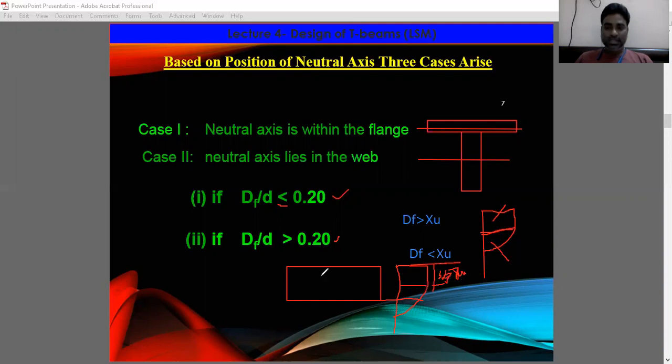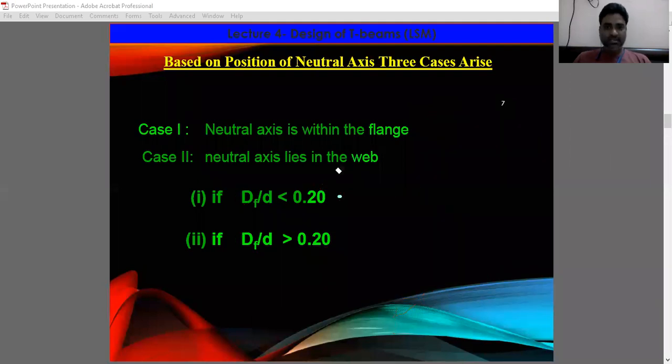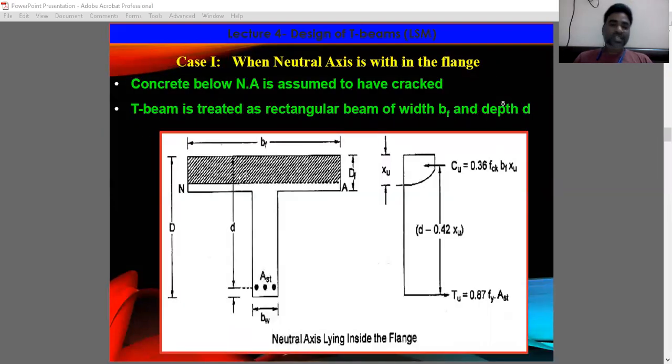So if this is the case, how to determine the moment of resistance? So these things we will discuss now, right? So these are the three cases based upon the depth of neutral axis. So come to case one.